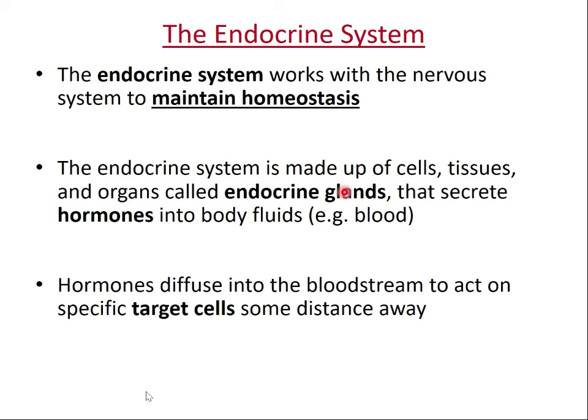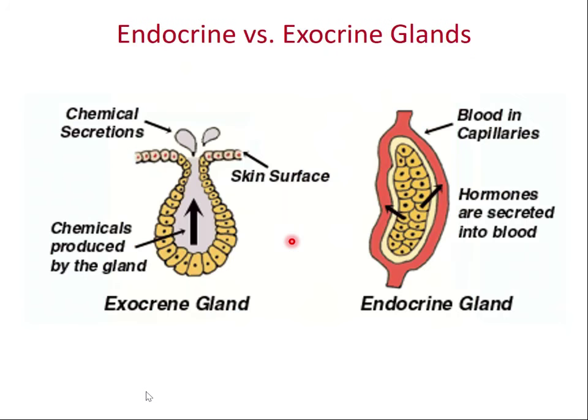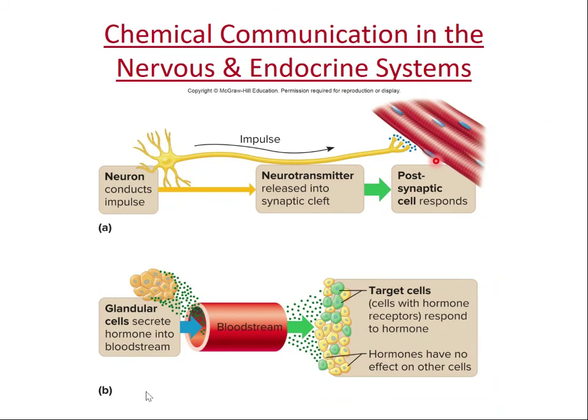Endocrine glands secrete hormones into the blood or body fluid and have an action somewhere else in the body. This is different from exocrine glands. Exocrine glands put out their secretions locally in that region, while endocrine glands secrete into the blood vessels and take it somewhere else. And then here's a comparison between how neurons transmit their messages and how endocrine organs transmit their messages through the bloodstream to reach the target cells.